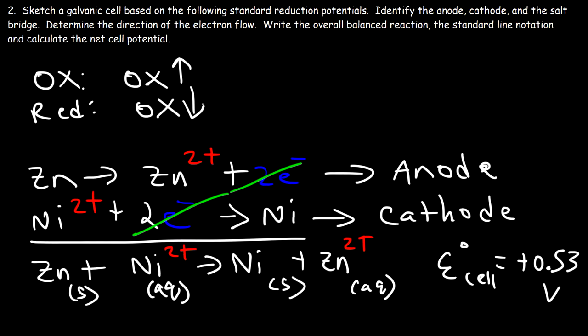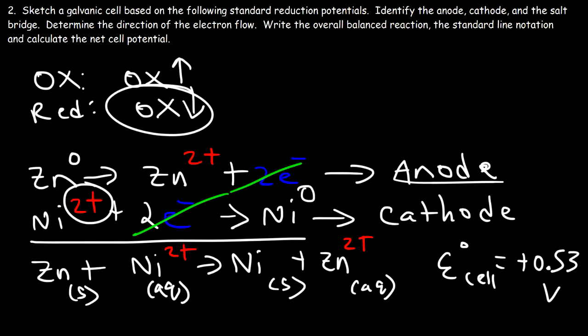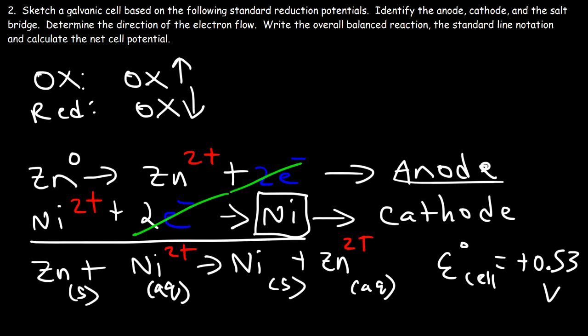The oxidation state of any pure element in its natural state is 0. So going from zinc to zinc 2 plus, going from 0 to 2, it increases. And so zinc is being oxidized. Therefore, zinc metal is the anode. Now, nickel 2 plus is going from 2 to 0. So the oxidation number is decreasing. So nickel 2 plus is being reduced, which means that nickel metal is the cathode. So the anode is zinc metal, the cathode is nickel metal.